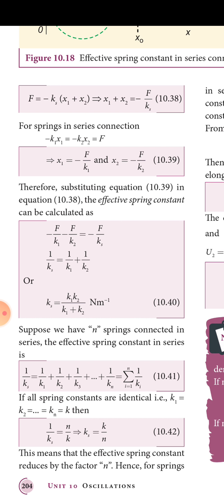So the resultant value: because the common term F cancels, 1 by k is equal to 1 by k1 plus 1 by k2. Taking the LCM, we get the equation k is equal to k1 k2 by k1 plus k2. This equation for the resultant spring constant k in series can be asked as a question.